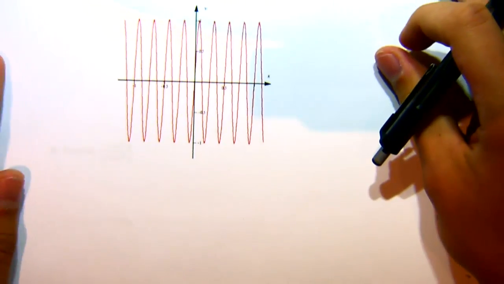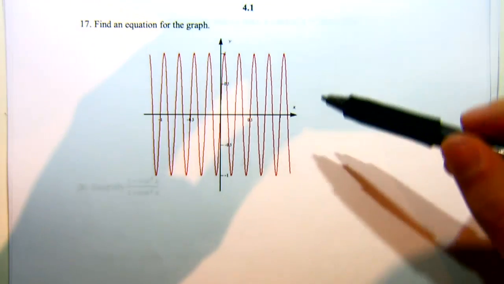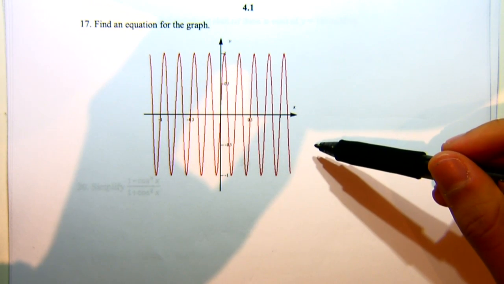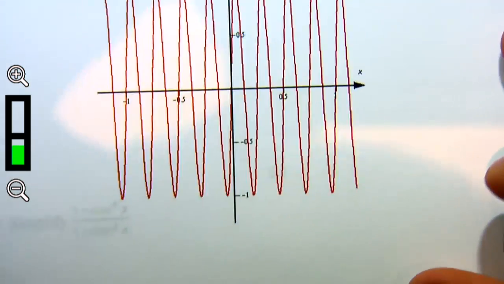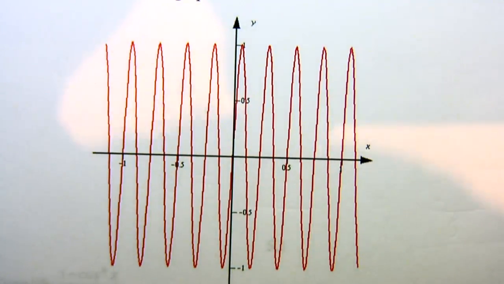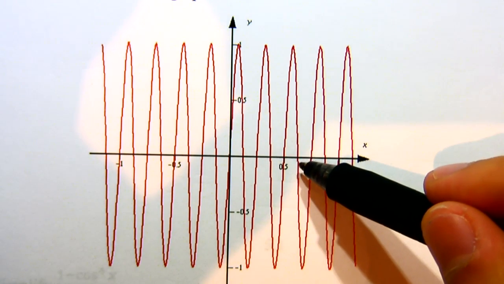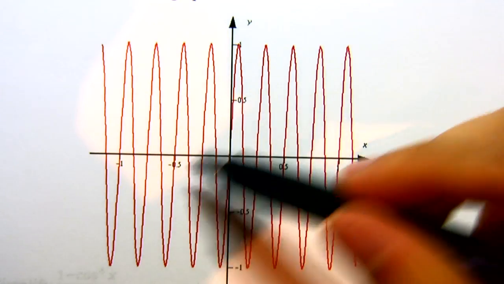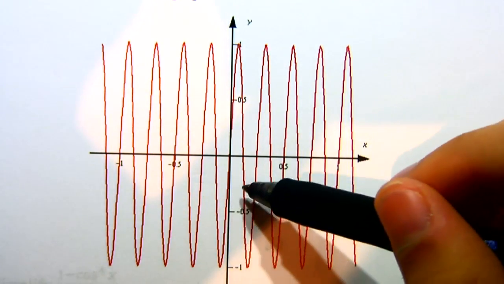Now, I'm not sure if you'll be able to see this one. Can you see the numbers here? No? So basically, it wants us to find an equation for this graph. And can you see this is a 0.5? So we have 0.5, negative 0.5. This is positive 0.5, 1, negative 0.5, negative 1.